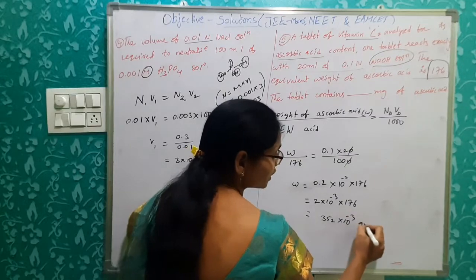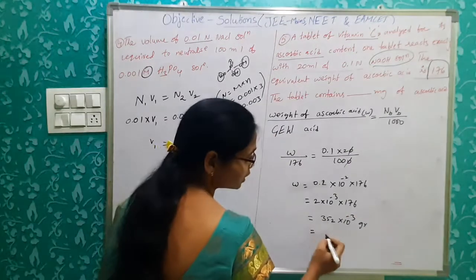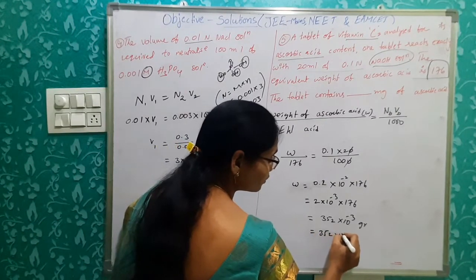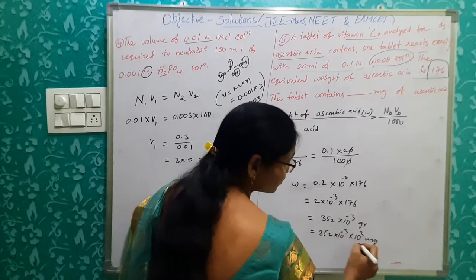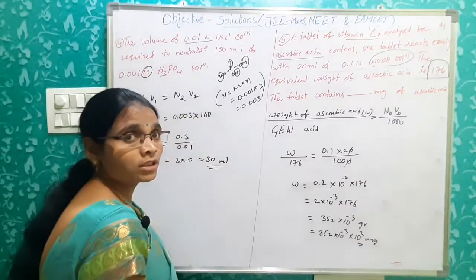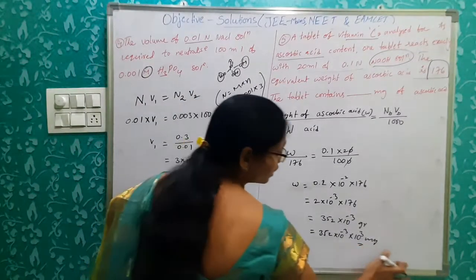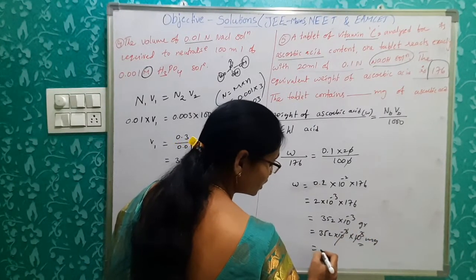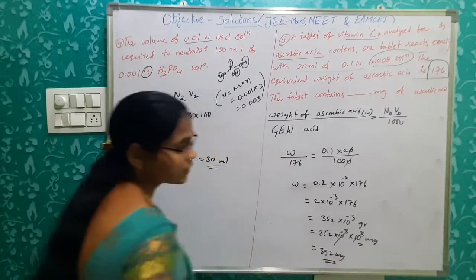So this is in grams, but we have to calculate in milligrams. Milligrams is nothing but 352 into 10 power minus 3 into 10 power 3 milligrams. 1 gram is equal to 10 power 3 milligrams, no? Okay, so simply 10 power minus 3 and 10 power 3 mutually cancel, simply 352 milligrams. Clear?